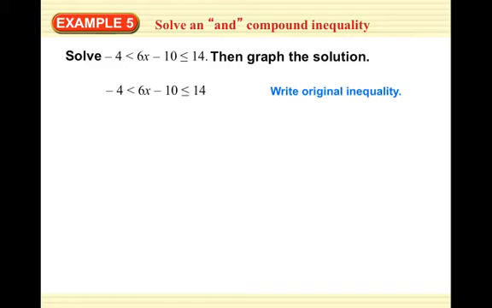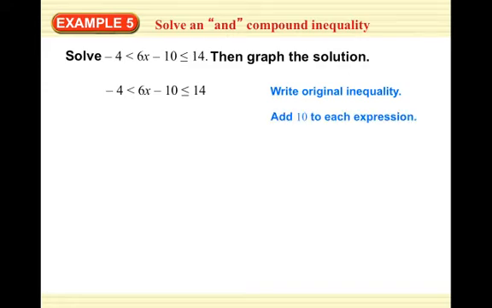And so whenever that happens, we have to make sure that whatever we do to one part, we do to all parts. So for instance, in this case, we want the x in the middle. We want the variable to be in the middle. So if you look, we've got 6x - 10 in the middle. To solve for x, we need it isolated. So we're going to have to add 10 to the middle, but we also have to add it to the left side and the right side. You're going to have to add 10 to all three parts.